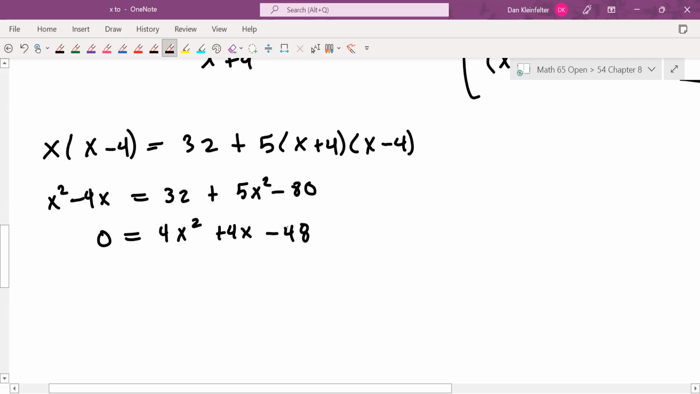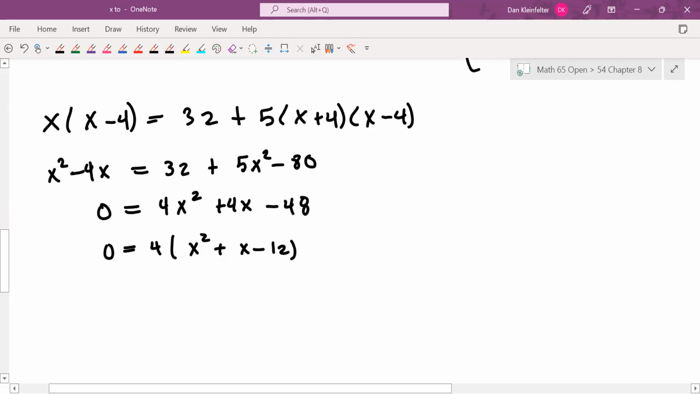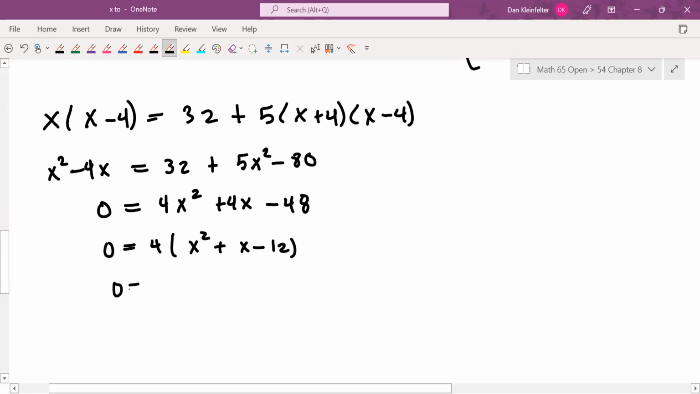Okay. And so then we'll just take out a factor of 4, and then factor what's left. That'll be x minus 4, x plus 3. So it looks like our potential solutions are negative 3 and 4.